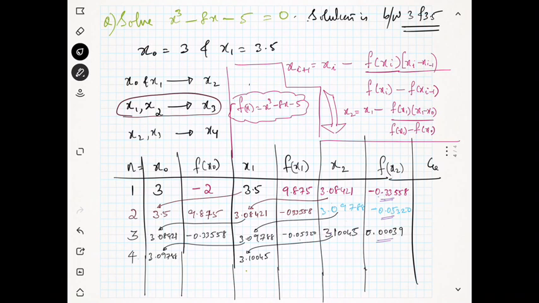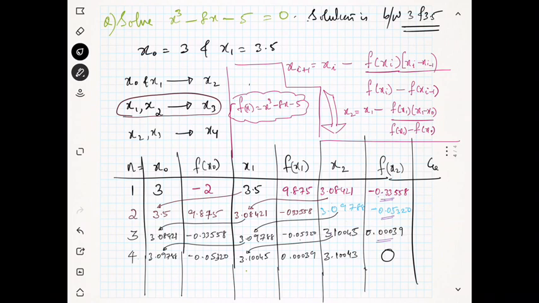f of 3.097 is minus 0.05320, and this is 0.00039. And by using x0 and x1, you can calculate the new x2 as 3.10043. And if you find f of x2, the new value, you will get exactly 0.